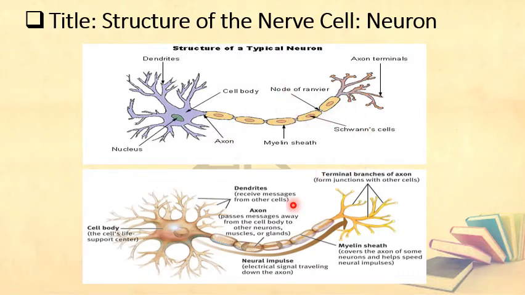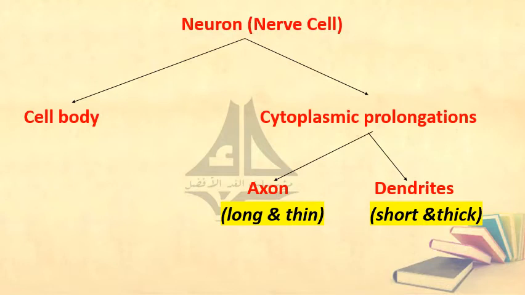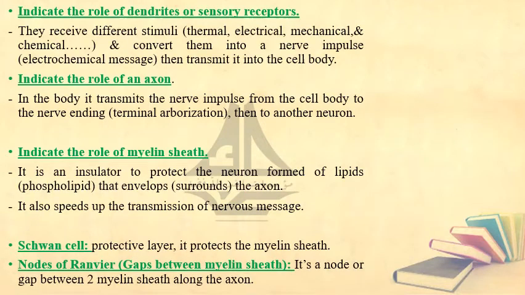Okay, here is the structure of the neuron. Here I want you to identify and know the role of each part, as I mentioned before. So the neuron, I repeat, consists of the cell body, the star shape. From the star shape we have cytoplasmic prolongations. The long and thin ones are the axon, and the short and thick ones represent the dendrites.